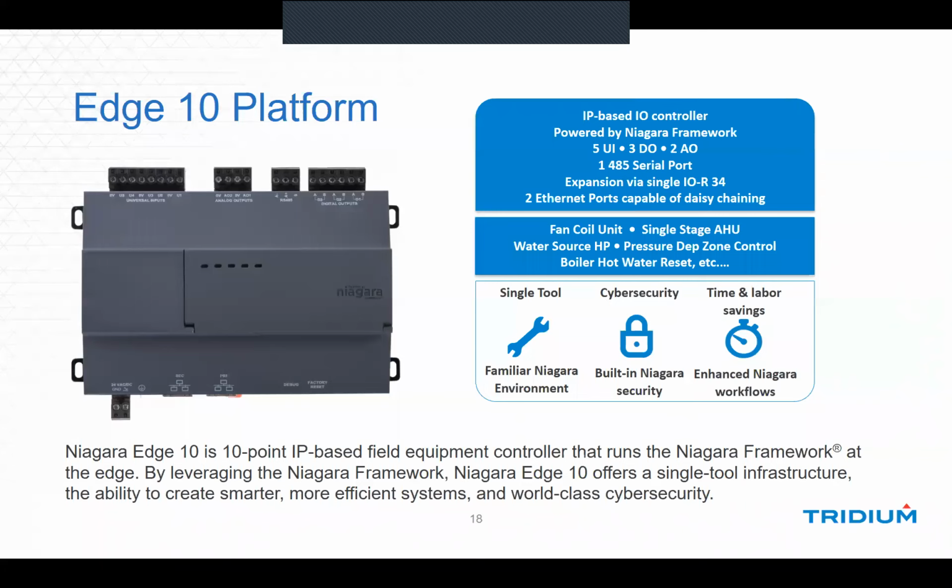There's a 485 serial port on it that you can use to bring in Modbus or BACnet devices such as a thermostat to help with your Edge application. Or you can even use that to expand the I/O with an IOR34, so effectively giving you up to 44 points of I/O for this particular device. It does have 2 Ethernet ports. Unlike the JACE, however, these Ethernet ports have the ability to be daisy chained. So you can continue that connectivity down a line of these Edge devices versus having to home run each one of these devices back to a switch.